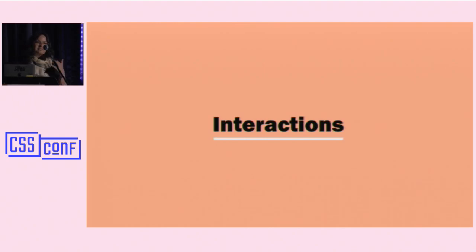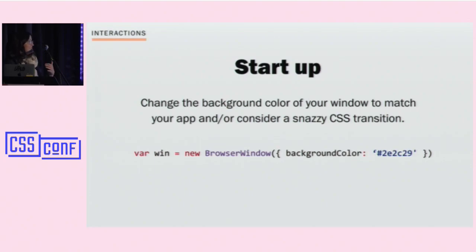Next is interactions. This is more about using Electron APIs to make your app integrated better into the operating system. The first thing to think about is the startup, how users see your app as soon as it loads. You can change the background color of the window to actually match your app, right? Because by default, it's going to start up white, and if your app is bright blue, there's going to be a flash of white before your page loads, especially if your page has a lot of resources and takes a long time to load. So one thing you can do is change the background color before it loads anything. And you could also think about how to use CSS animations and transitions to gracefully bring all of your app's components onto the screen.